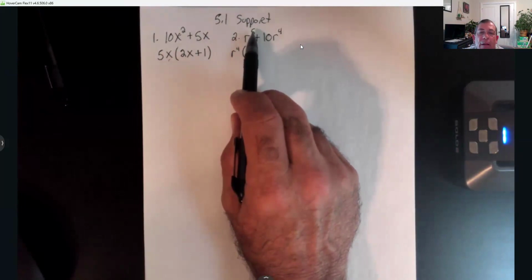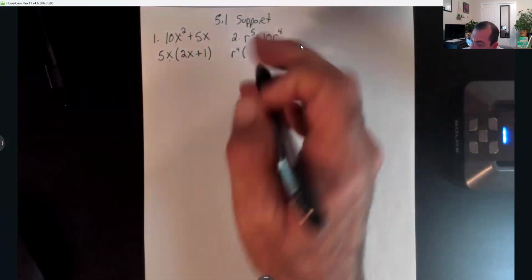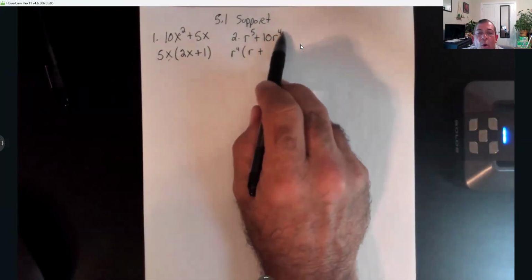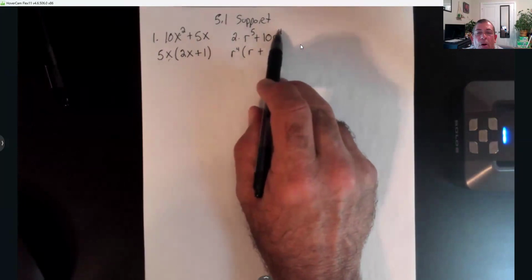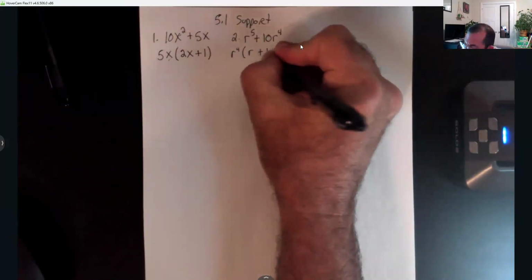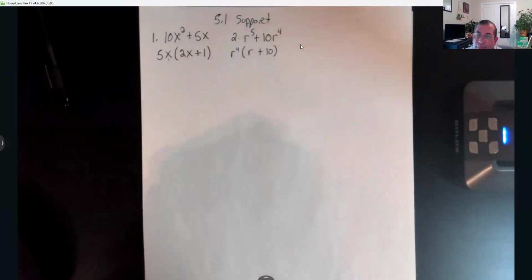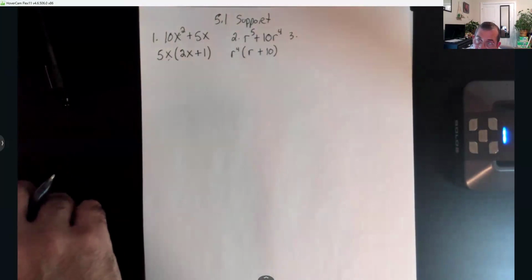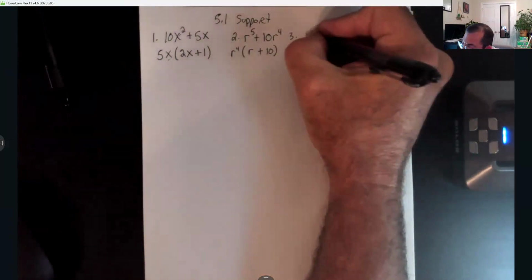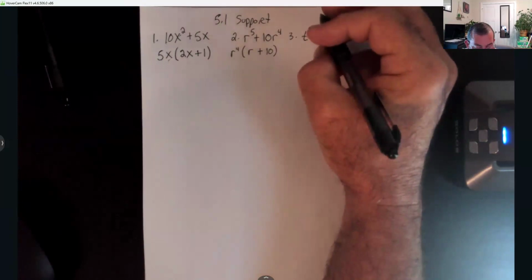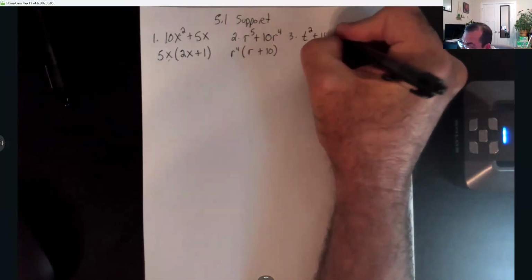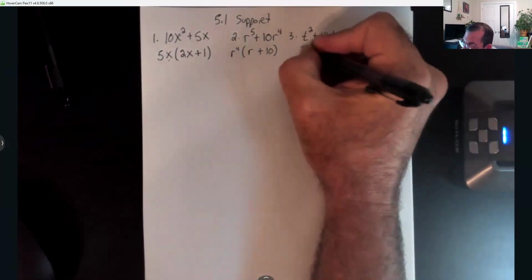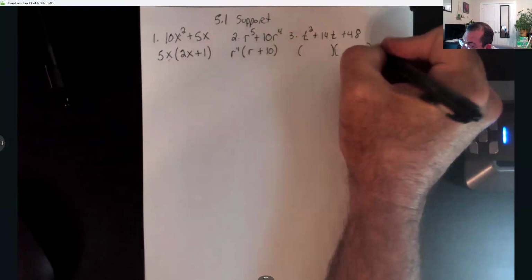All right, let's see what we get. r to the 5th divided by r to the 4th leaves you an r plus 10r to the 4th divided by r to the 4th. The r to the 4ths cancel, leaving me my 10. Okay, so they're going to do a few working with the GCF. Then they get into the trinomials. t squared plus 14t plus 48. So we know that's going to factor into 2 parentheses.